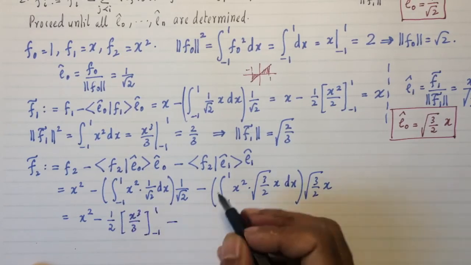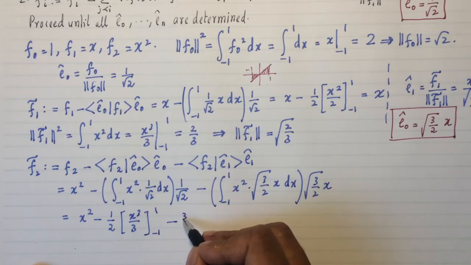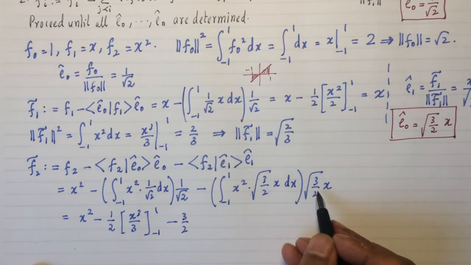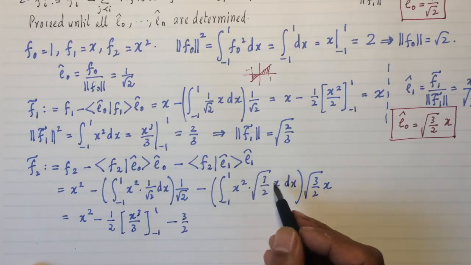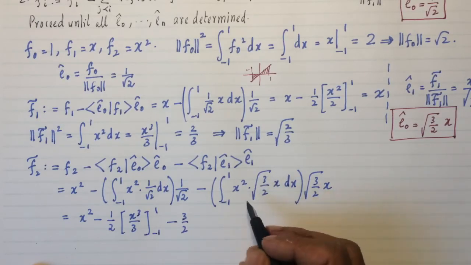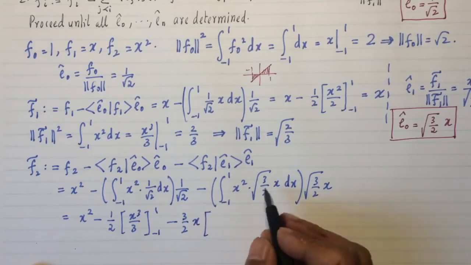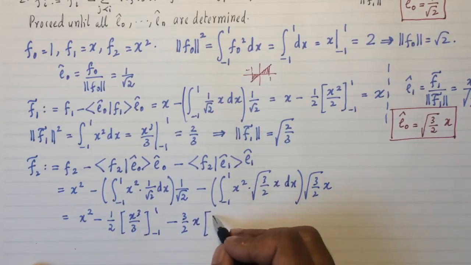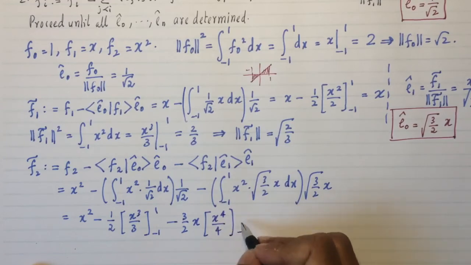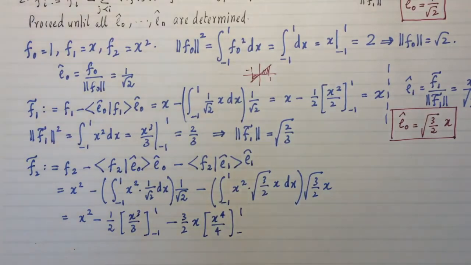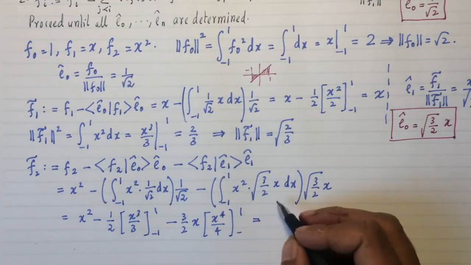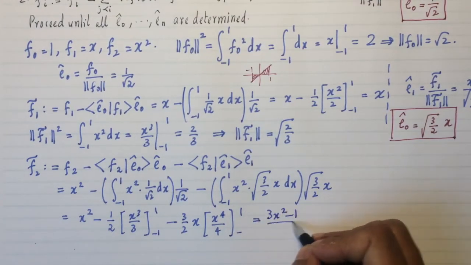between -1 and 1, minus 3/2 x. The 3/2 comes from root 3 over 2 and root 3 over 2. And the x is the one that's outside. And then you integrate x to the power cubed, which is x to the 4 over 4, between -1 and 1. So I won't waste any video time evaluating these things in great detail. I'll just tell you the answer. So that's going to be 3x squared minus 1 over 3.